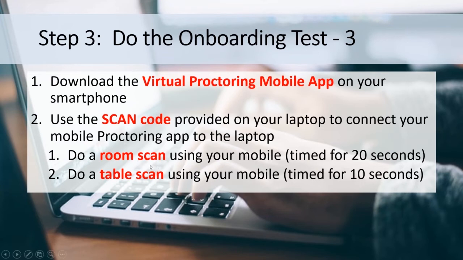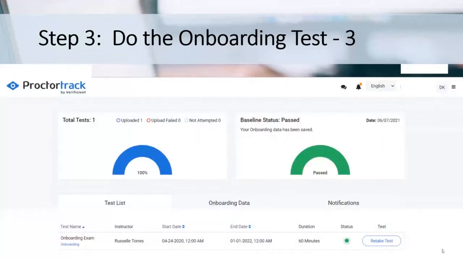Then you do a room scan using your mobile, which takes about 20 seconds. You just go around the room where you are so that the proctors can see what the room is like. Then do a table scan using your mobile, going around your laptop, so they can actually see what's around your laptop and the environment. You are confirming the environment you're in and your identity. These things are initially intimidating, but once you get through this first round, I think everything should be straightforward.